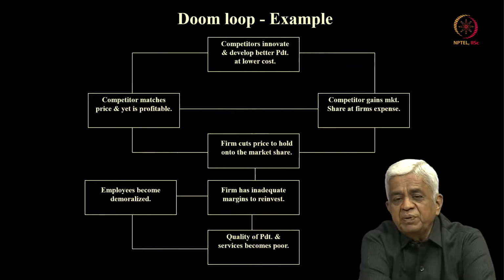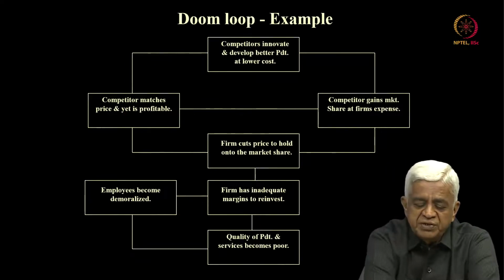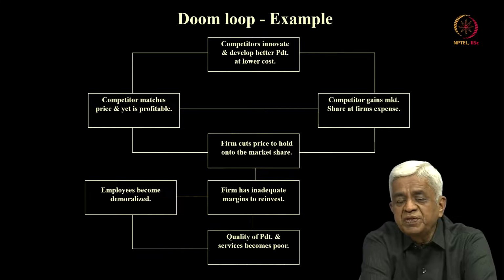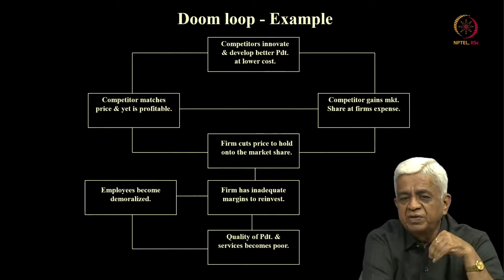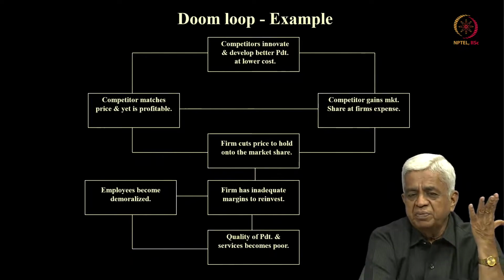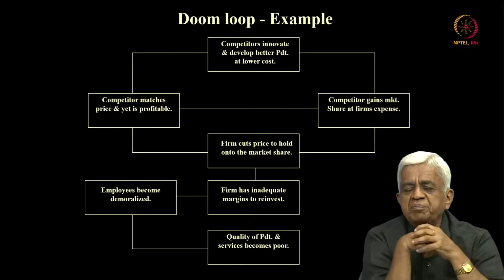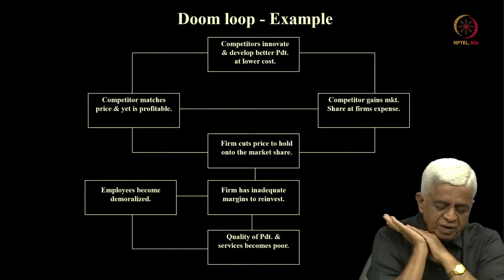So, he may be paying a lot of attention to product innovation, which you as a company may not be doing. Now, what happens? What will be the result of all this? Competitor gains market share at the firm's expense. So, the market share of the company comes down, the market share of the competitor goes up, the company gets trapped in this doom loop.